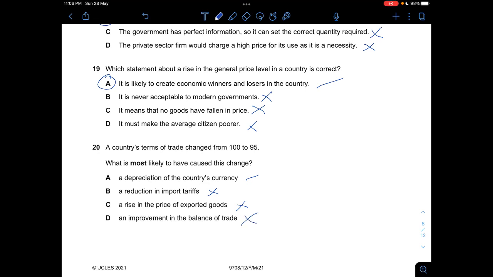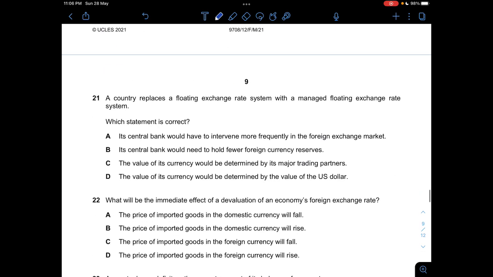So the best answer to this would be the depreciation of the country's currency. Because when there's a depreciation in the country's currency, now everything you purchase from other countries will be relatively expensive compared to the ones purchased locally. So yep, that will result in the terms of trade to change from 100 to 95.